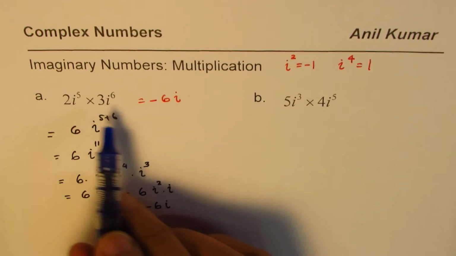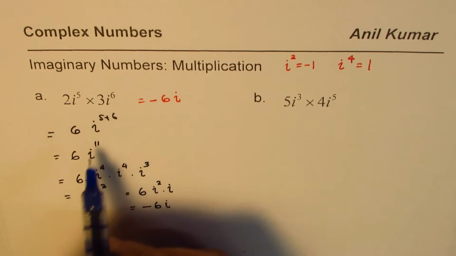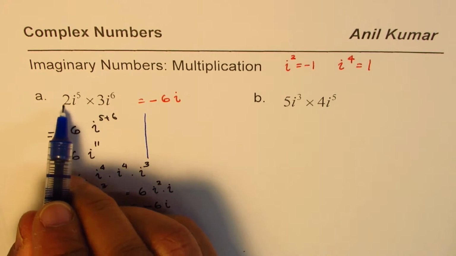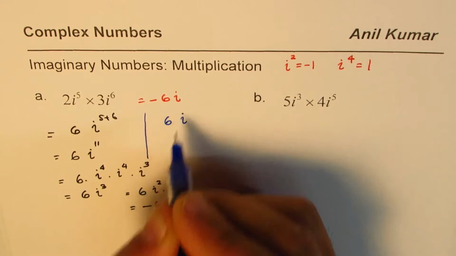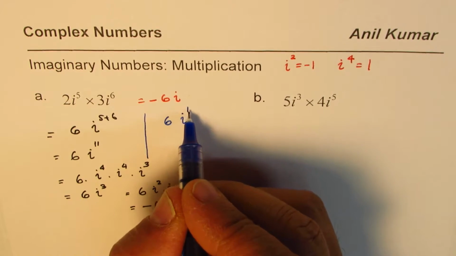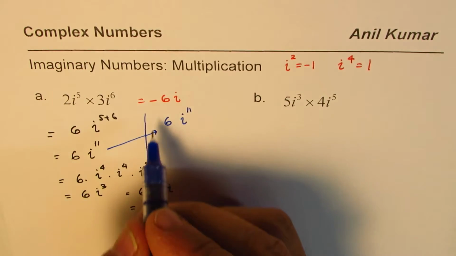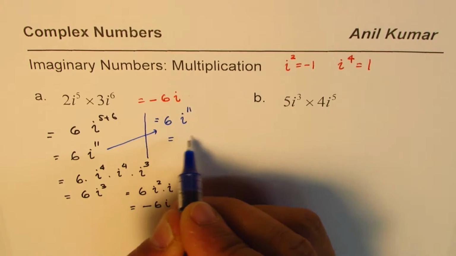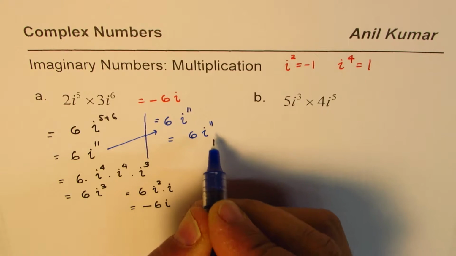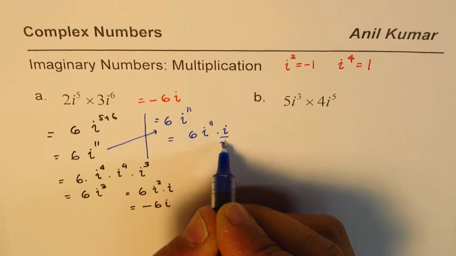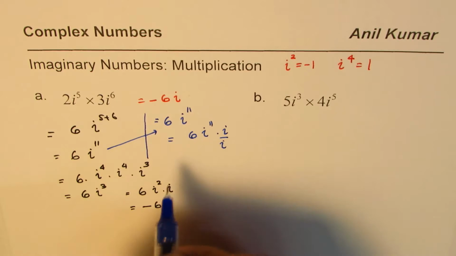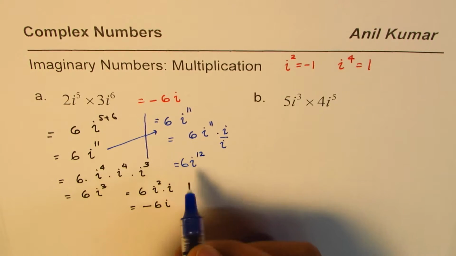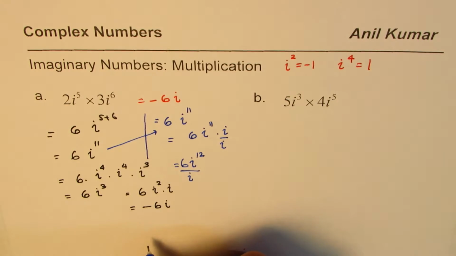Now there are alternate ways to do it. Let me show you how to do it alternately. We had 2 times 3 as 6, i to the power of 5 plus 6 as 11. Now we know i to the power of 4 is 1. So what we could do here is write this as 6 i to the power of 11 times i over i, just to make it a multiple of 4. Then we'll get 6 i to the power of 12 divided by i.